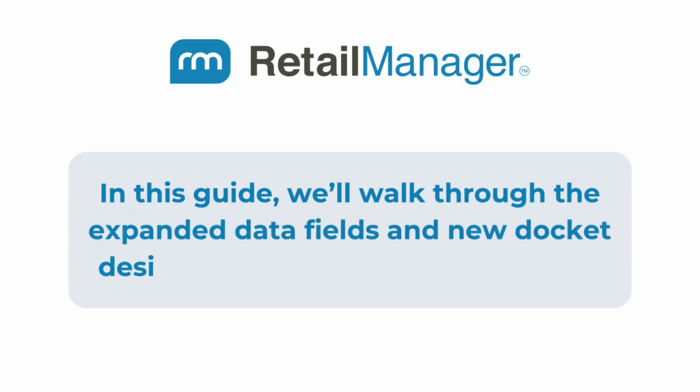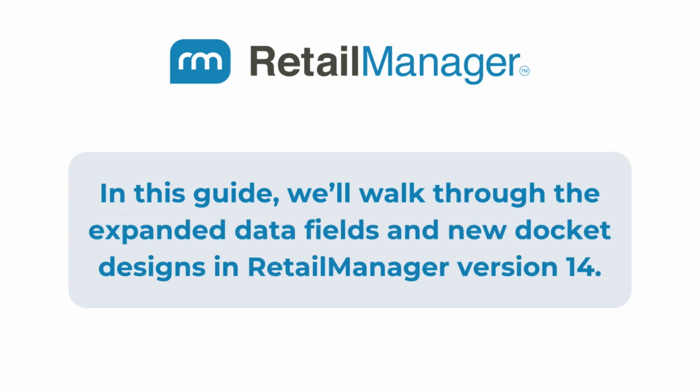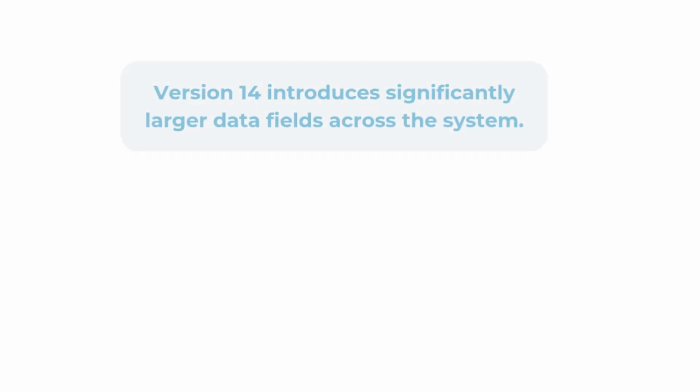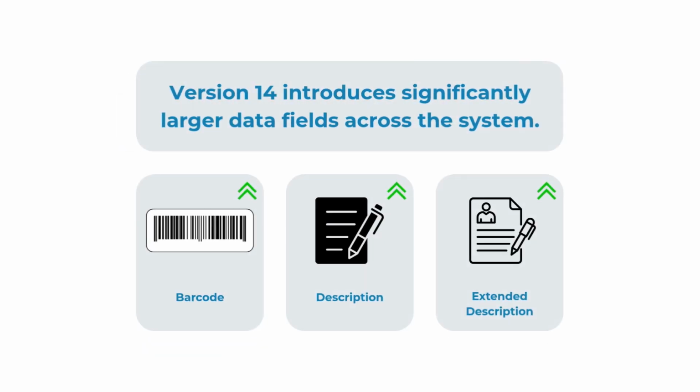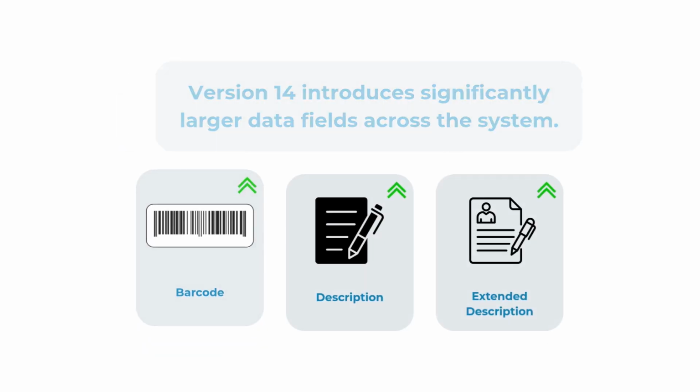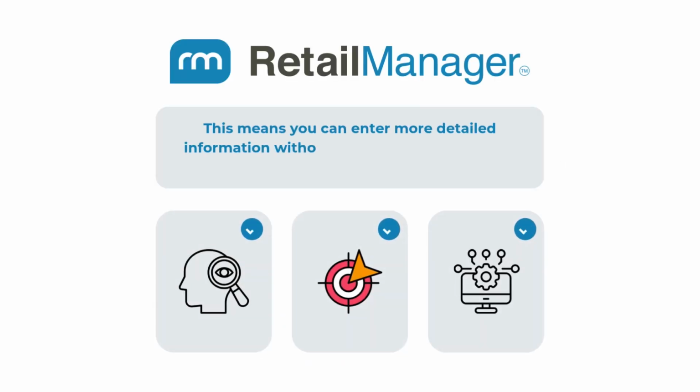In this guide, we'll walk through the expanded data fields and new docket designs in RetailManager version 14. Version 14 introduces larger data fields across the system. This means you can enter more detailed information without shortening or cutting off important data.